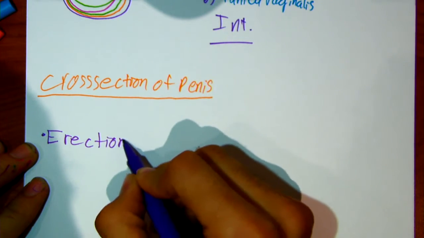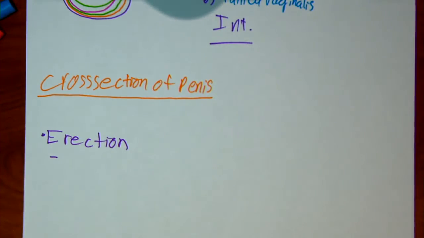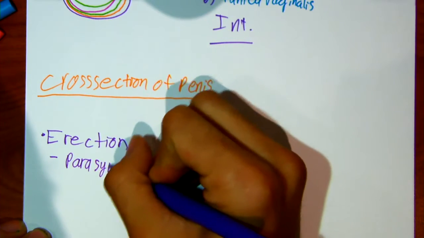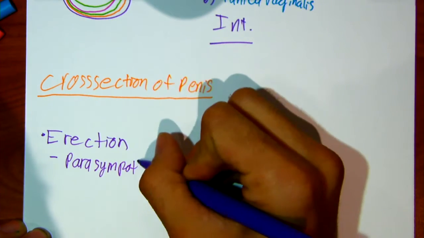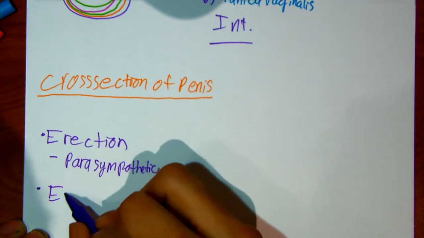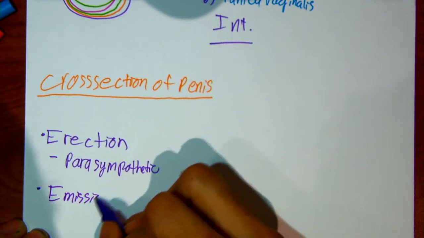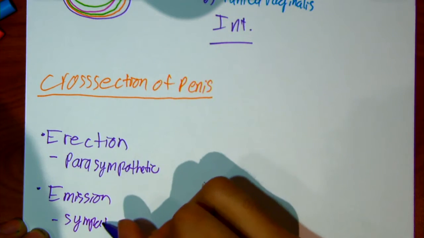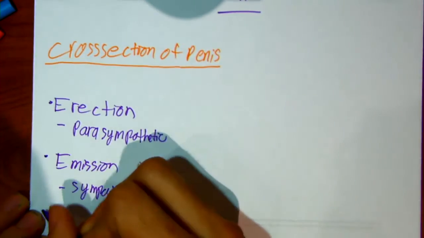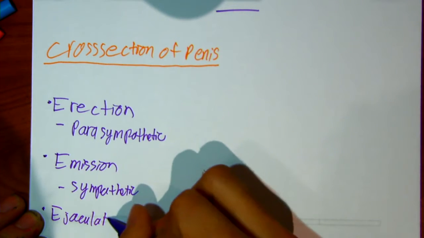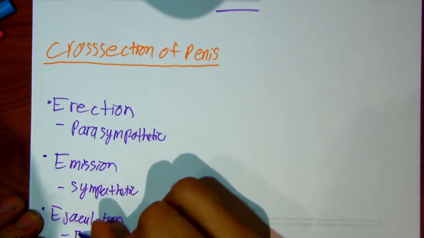Erection. Is erection controlled by a parasympathetic or sympathetic? Yeah, parasympathetic. Good. What about emission? Good, emission is sympathetic. Now, what about ejaculation? Yeah, awesome. Ejaculation is both.